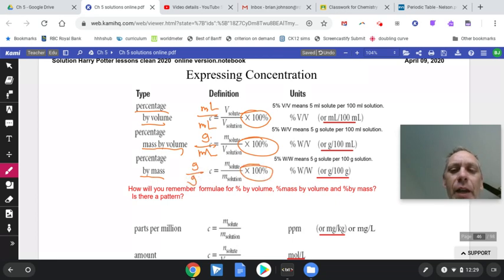So when you times all these by 100%, they become per 100 mil, per 100 mil, per 100 grams. That's what the percentage does. It gives you parts out of 100.